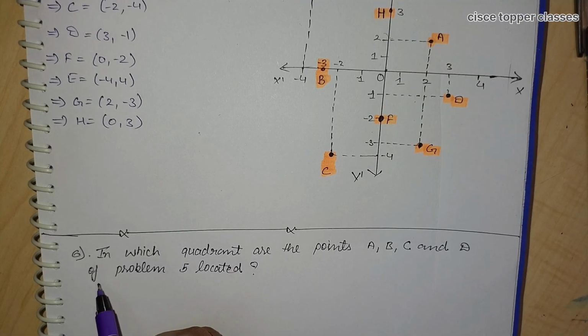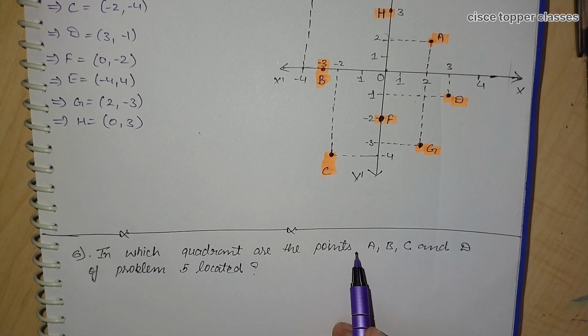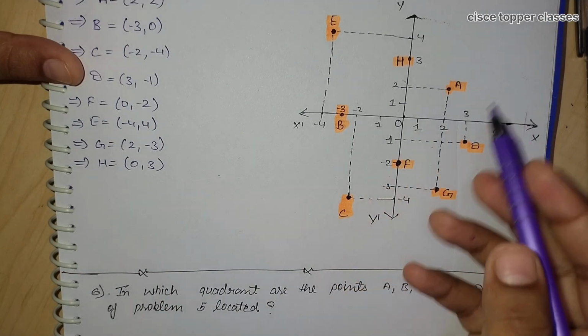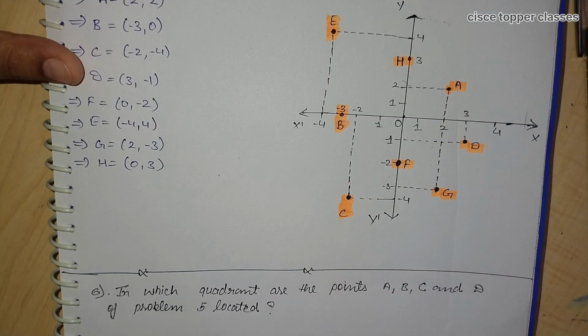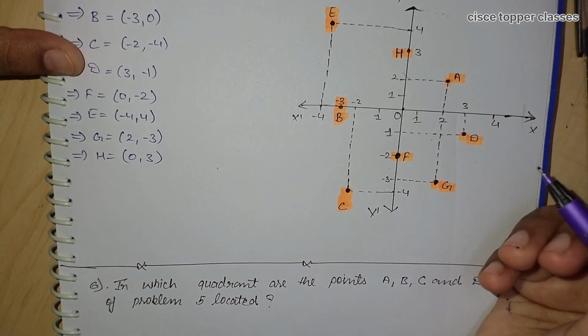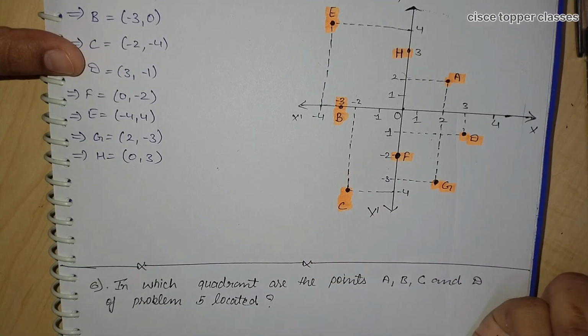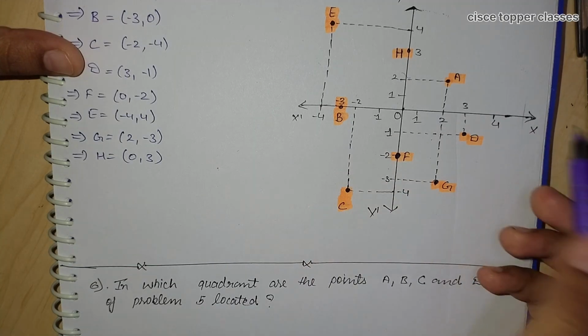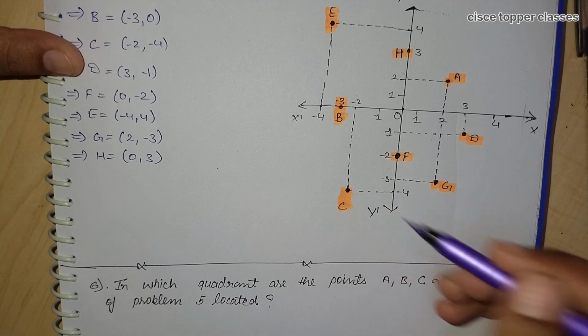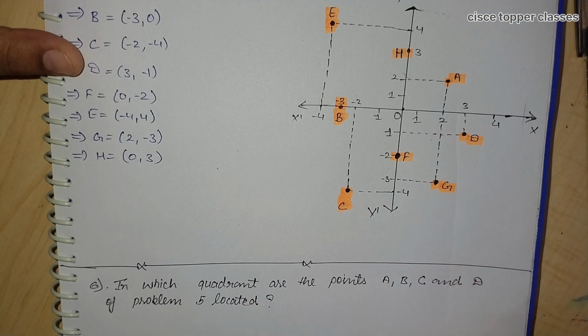Let us solve question number 6. We have to find in which quadrant are the points A, B, C, D of problem 5 located. This is problem 5, and in these points A, B, C, D we have to find in which quadrant they are located. So we can see point A is located on first quadrant, point B is located here on x-axis, and point C is located in third quadrant, and point D is located on fourth quadrant.